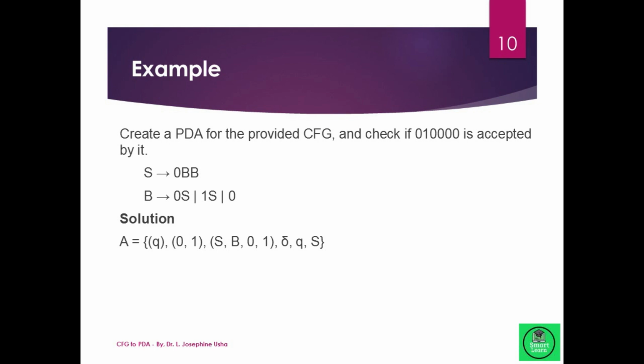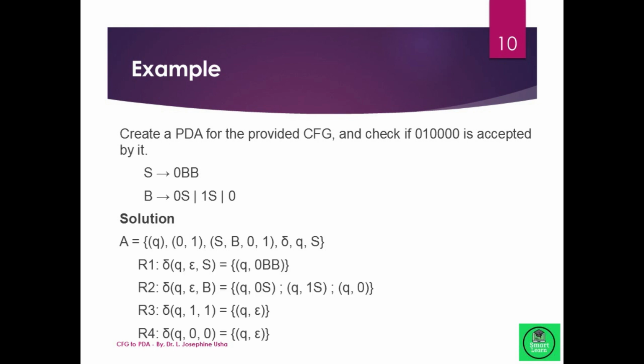Next we have to define the symbols. Here the input symbols are 0 and 1, and then we define the stack symbols, which include both terminals as well as non-terminals: S, B and 0, 1. Then you define the delta function, that is the transition function. Then the start state, q is the start state and S is the initial stack symbol, and next we have a final state.